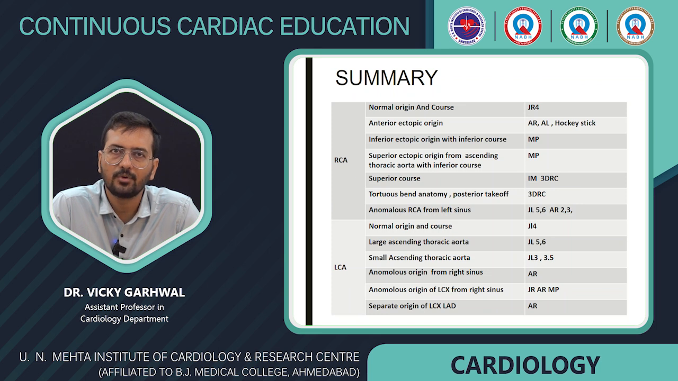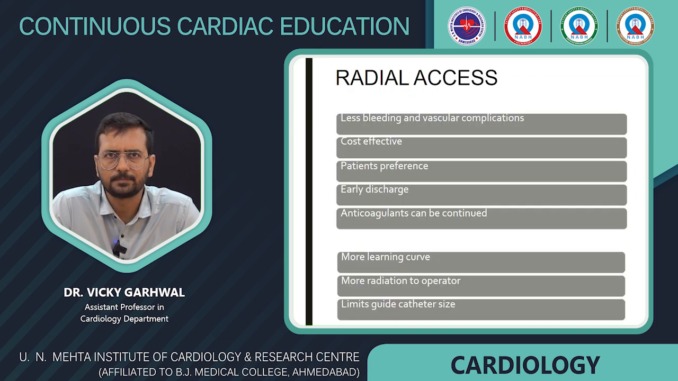For anomalous origin from the right sinus, LCA, AR. For anomalous origin of left circumflex from the right sinus, we can use JR, AR, Amplatz right, and multi-purpose catheters. For separate origin of LCX and LAD, we can use AR, AL both.